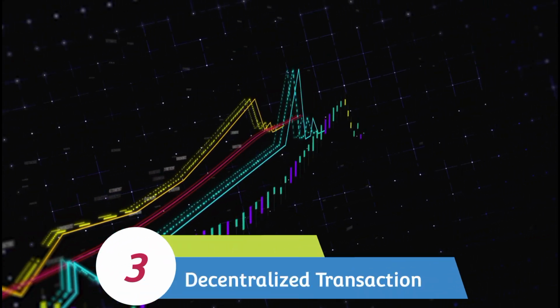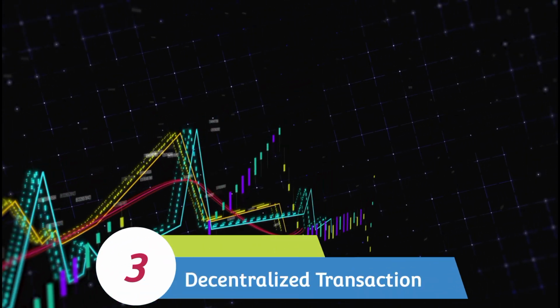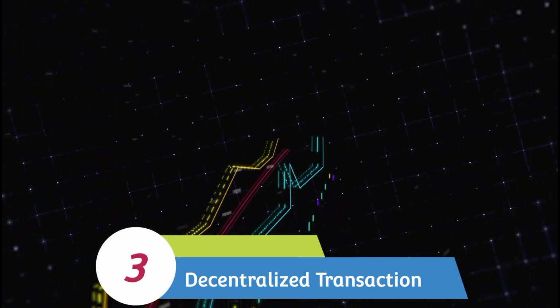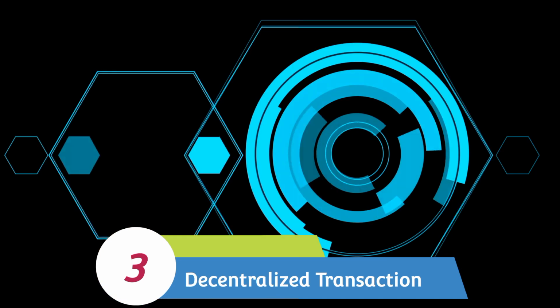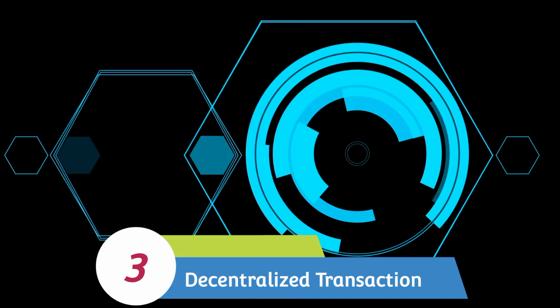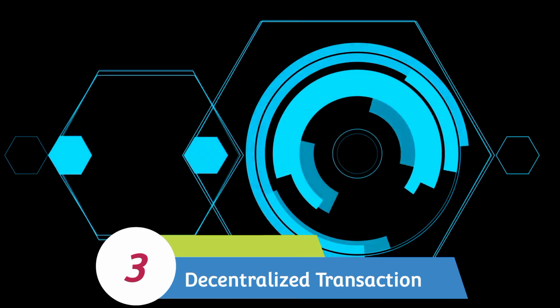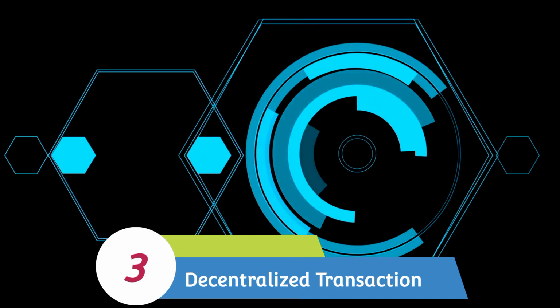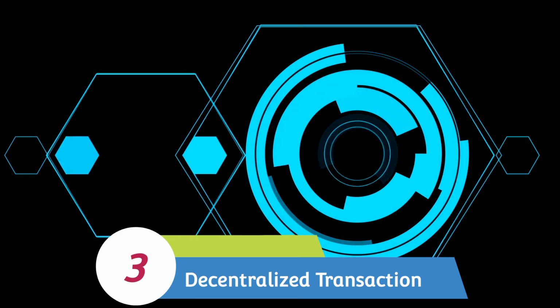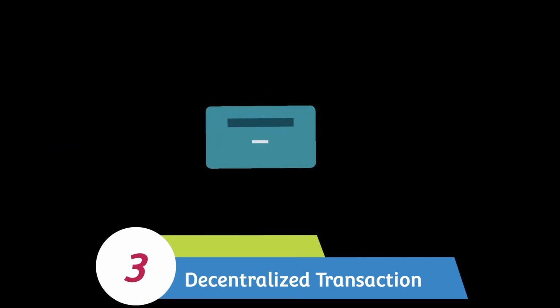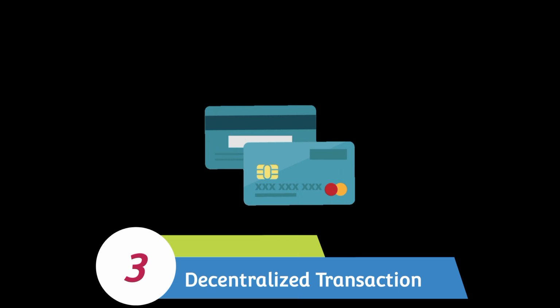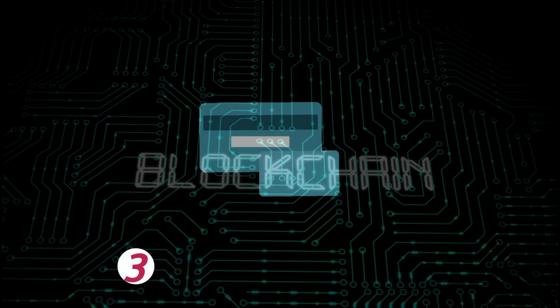Now let's talk about decentralized transaction. If the record of transactions is managed and controlled by a central authority, then it is called a centralized transaction. But if the transaction record is maintained and controlled not by a single authority but by all the members in a network, then that is called a decentralized transaction.